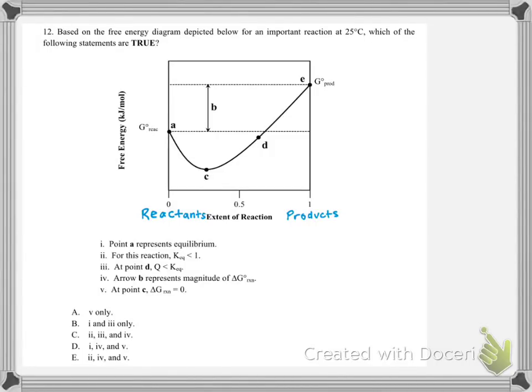Okay, so here with number 12, we have a free energy diagram. And so if we look at the y-axis, we have energy, or the free energy of the reaction. And then on the x-axis, we have the extent of the reaction. So here where it's 0 on the x-axis, that's where we're completely at reactants, whereas at 1, we have 100% products.